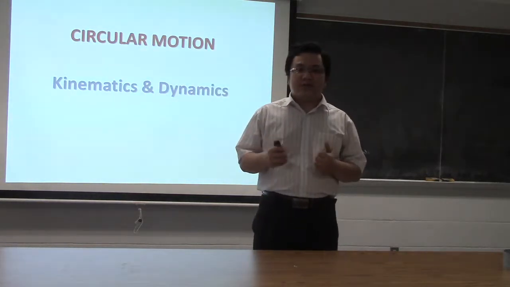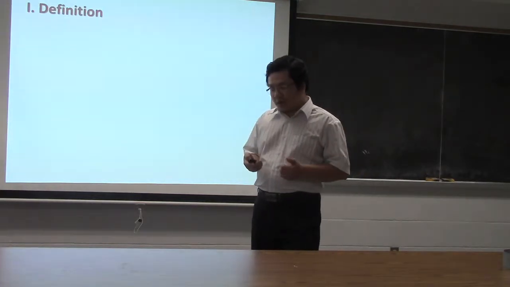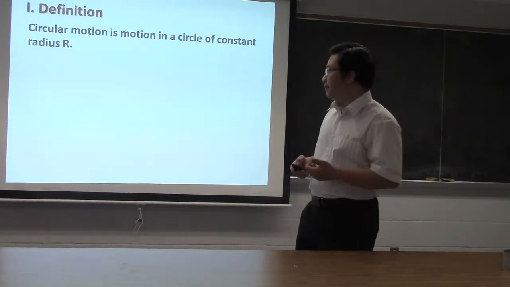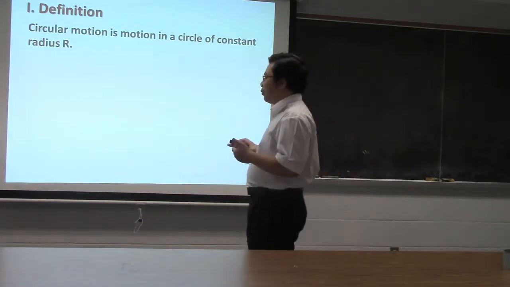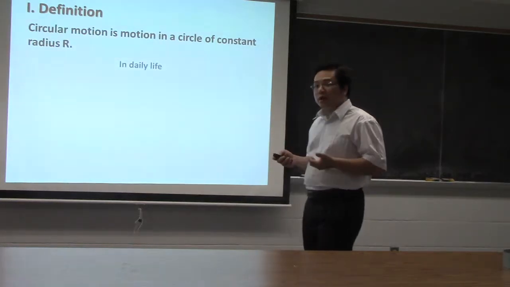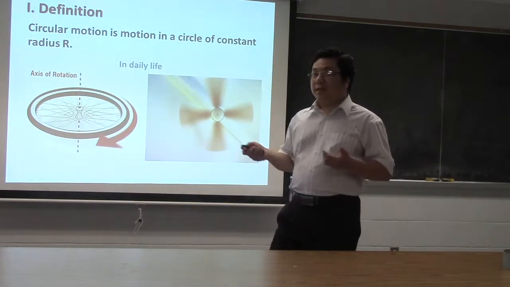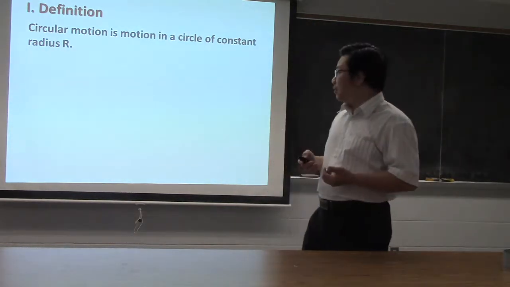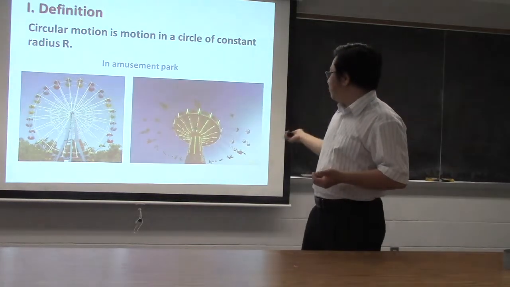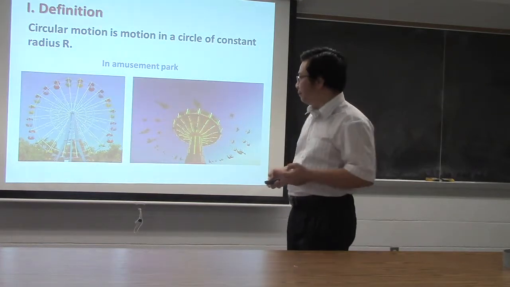So, let's first define what we mean by circular motion. Circular motion is motion in a circle of constant radius r. Let's take some examples of circular motion. In our everyday life, we see circular motion in a rotating bicycle wheel or a rotating ceiling fan. In an amusement park, the Ferris wheel and the merry-go-round are just two of many examples of circular motion.